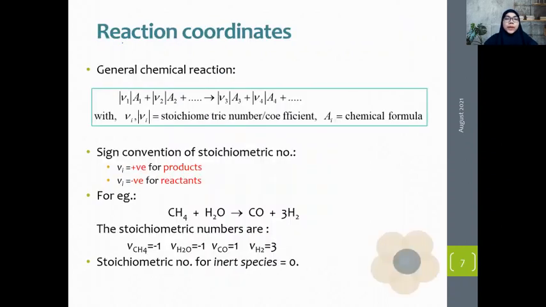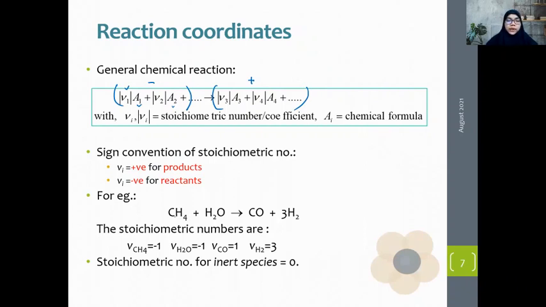The first topic is the reaction coordinate. This is the general chemical reaction. We have the stoichiometric number for each species, ν1, ν2, ν3, and so on. This is the product, and this is the reactant. The sign convention for the stoichiometric number is positive for the product and negative for the reactant.